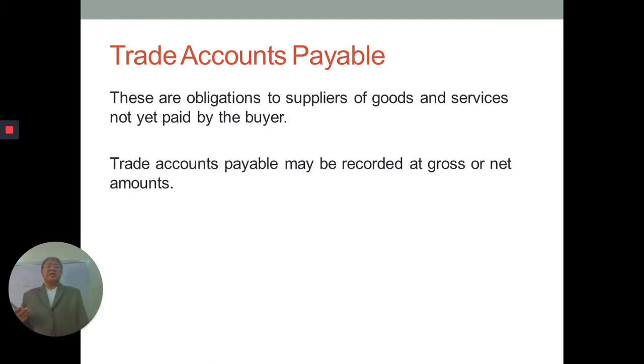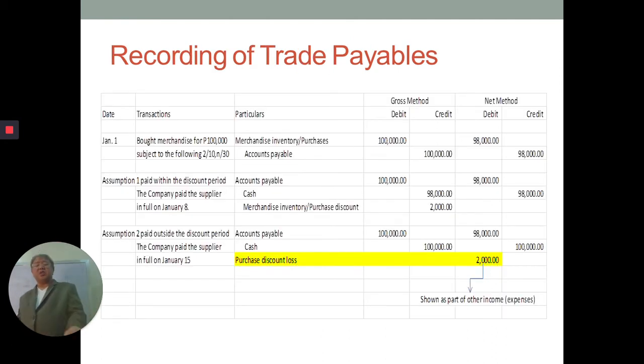Let's show the difference between the two. So in recording our trade payables, we have the gross and the net. You have there listed on the slide the transactions and then the entries, how much will be recognized under the gross and the net. Okay, so for example, January 1, bought merchandise for 100,000 subject to the following terms: 2/10, n/30.